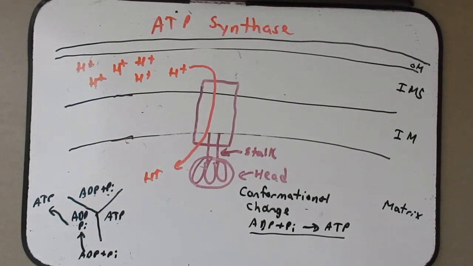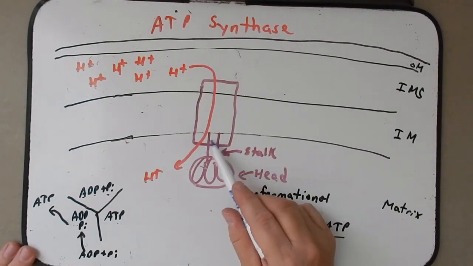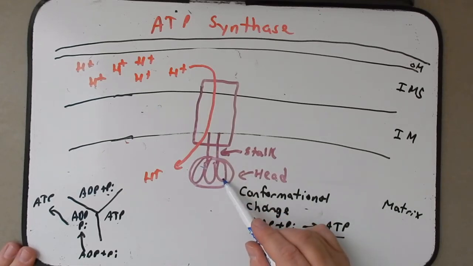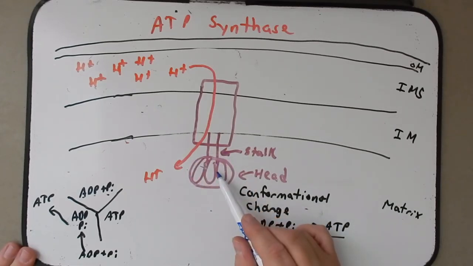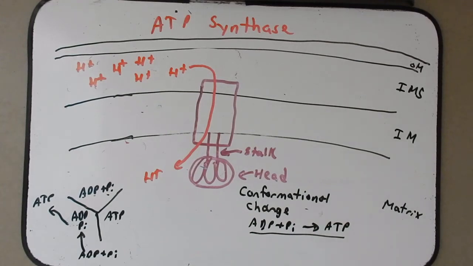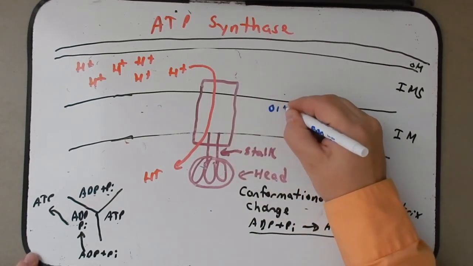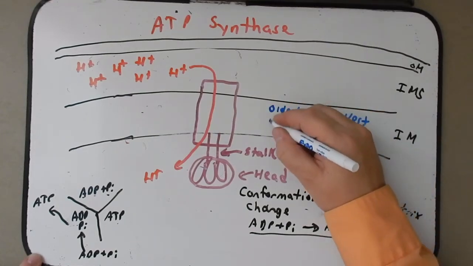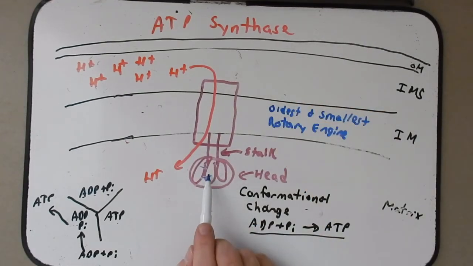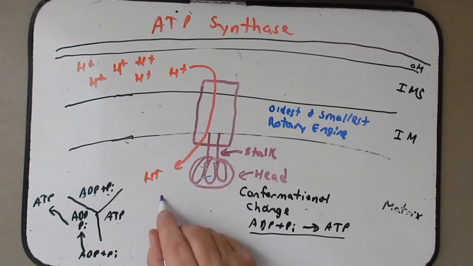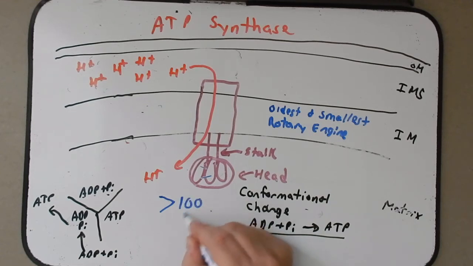So what's happening here is that we have this mechanical structural change. This mechanism changes the shape of these proteins. And the change of that protein generates a high-yielding chemical bond. We often think of this structure here, this ATP synthase, as the oldest and smallest rotary engine. Because of the rate of speed of how fast this stalk is spinning and the efficiency of this enzyme, it will produce more than 100 ATP per second.